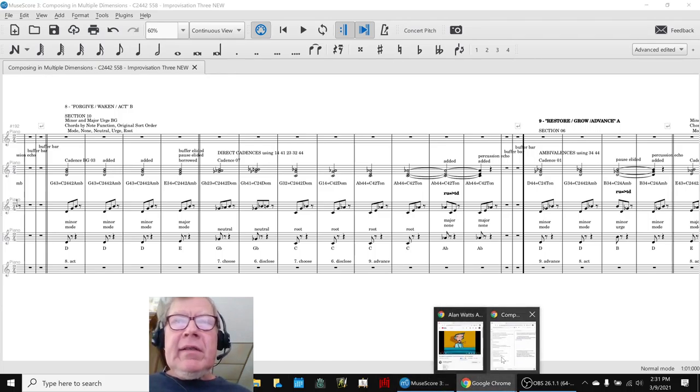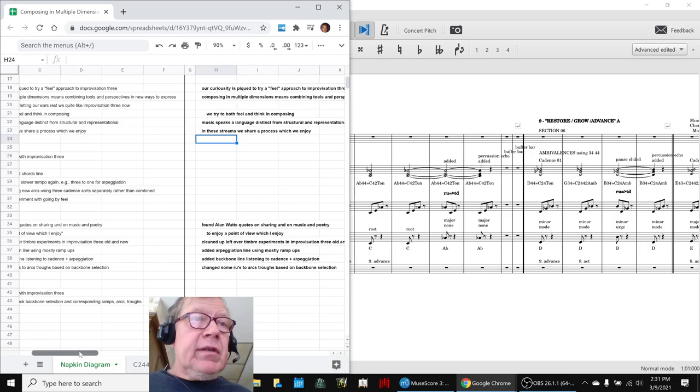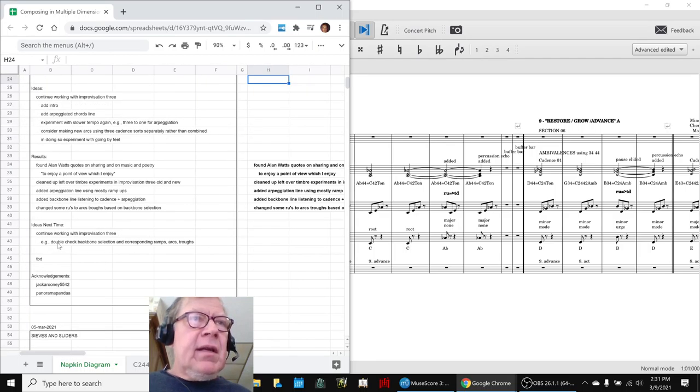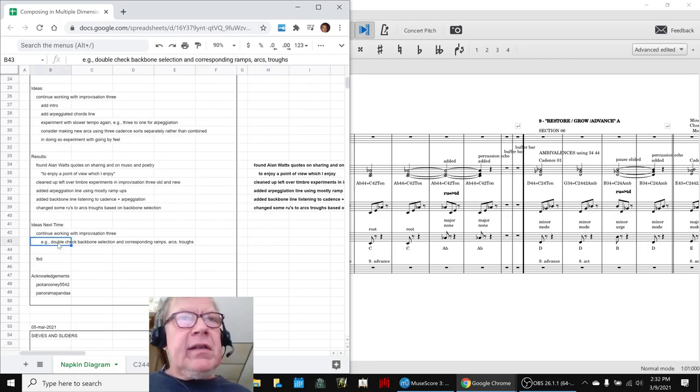So our ideas for next time are to continue to work with improvisation 3, double check our backbone selection and the ramps, arcs, and troughs, because we're still working out a pattern for when to change the direction of these arpeggios. And then, of course, our good old friend To Be Determined.